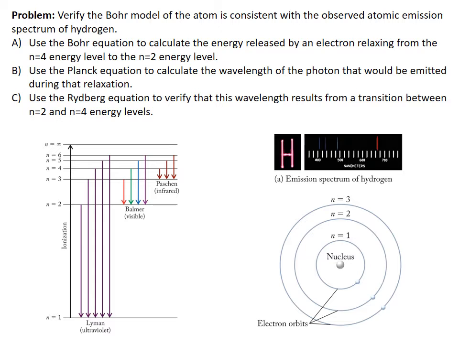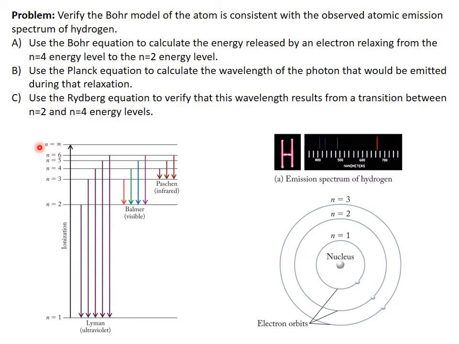As a reminder, the Bohr model of the atom postulates that there is a nucleus and that there are discrete energy levels or orbits that electrons can inhabit, and it can only move between these discrete orbits. You can see over here energy levels of n equals 1, n equals 2, n equals 3, n equals 4, and they go on up to infinity.